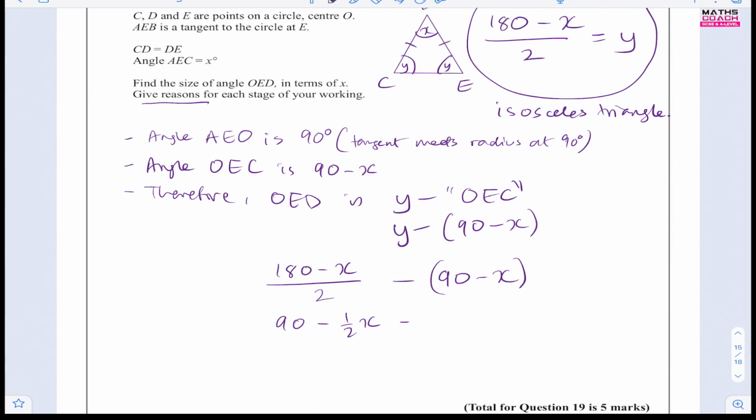And let's go and expand that bracket. So we have minus 90 come out plus x. So the 90 minus 90 will disappear, giving us 0. And we're left with minus a half x plus x, which is simply half x. And that's your angle OED.